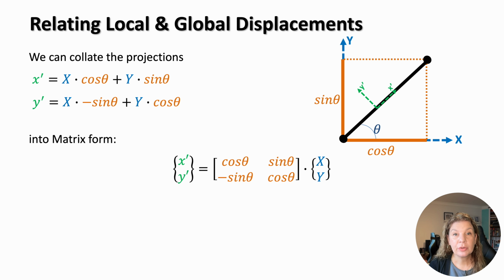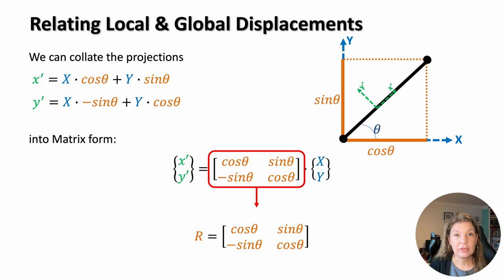From the previous slide, we saw that the local x' axis can be written as cos theta in the global x direction and sin theta in the global y direction. In the same way, the local y' axis can be written as minus sin theta in the global x and cos theta in the global y. If we put these two equations together, we can express them in matrix form. The local axes, x' and y', are equal to a 2 by 2 matrix multiplied by the global axes x and y. The entries of this matrix are simply the projection factors cos theta, sin theta, minus sin theta, and cos theta.